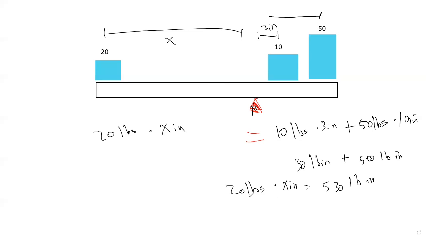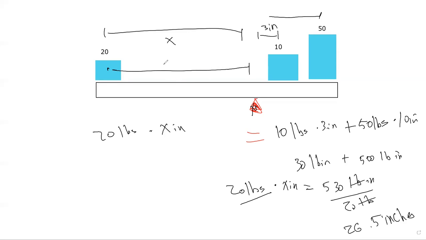We're going to move this over to the right side of the equation by dividing it. So divide this side by 20, divide this side by 20 pounds, and our pounds cross out. And now we're left with 530 divided by 20. Doing some basic math, 530 divided by 20 is going to leave us with 26.5 inches. So now we know we need to place this object here 26.5 inches away to balance this system.